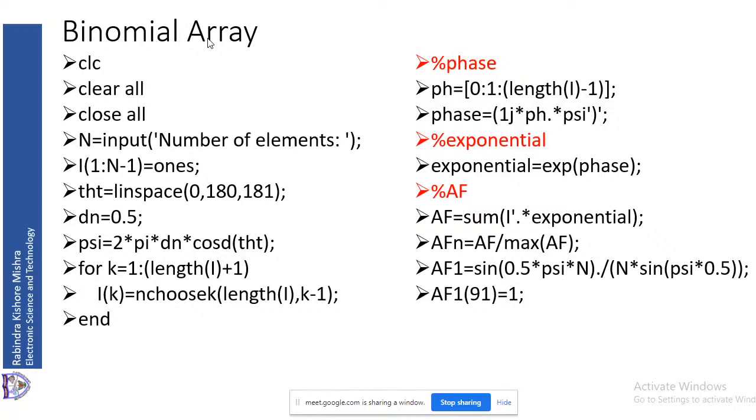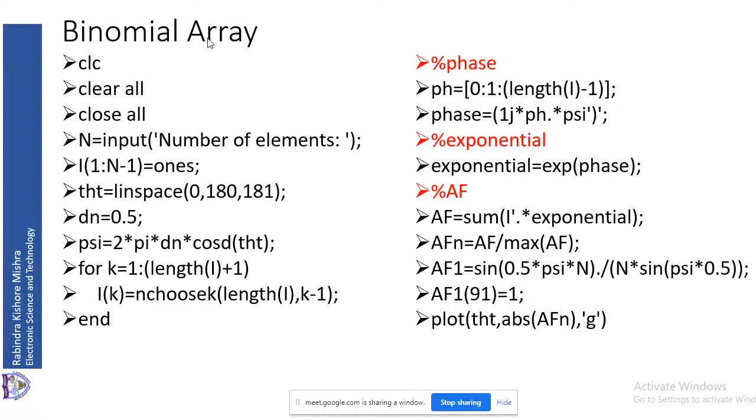So to avoid that, as you know, sin x by x is approximately 1 when x goes to 0. When x approaches 0, sin x by x is equal to 1. Therefore, for that particular point, AF1 91 is equal to 1. That is the point where theta is equal to 0. So for that point, we are making AF1 equal to 1.